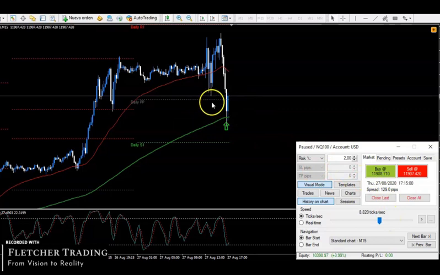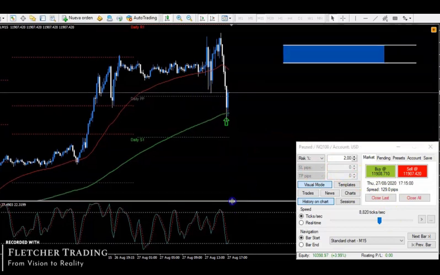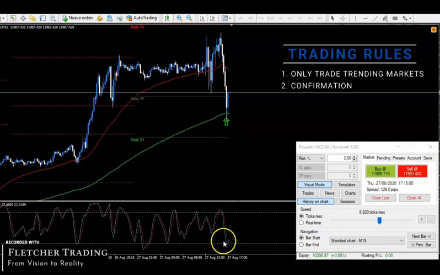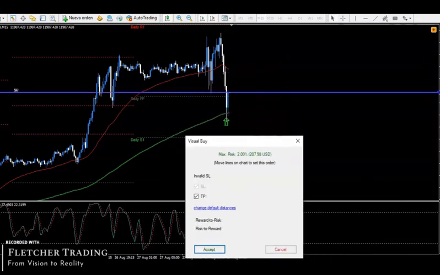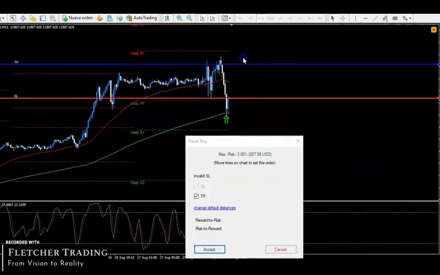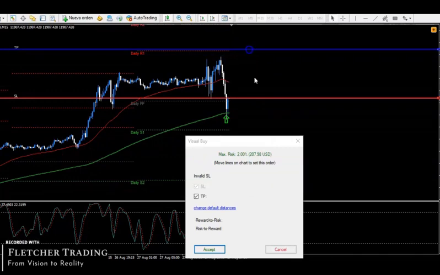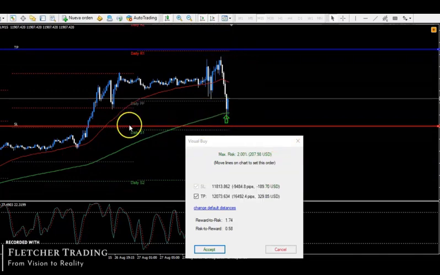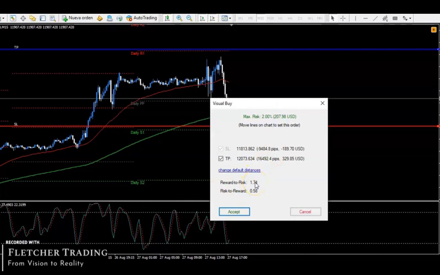So we've just got another position here. We've got the signal from the Elder algorithm. We're going to wait for confirmation using the stochastic oscillator. As we can see, it's passed back above 20 now. So we can click buy. We're going to have our take profit at a daily resistance level, and we're going to have the stop loss at around this level here for a risk to reward around 1.7. We're going to click accept.